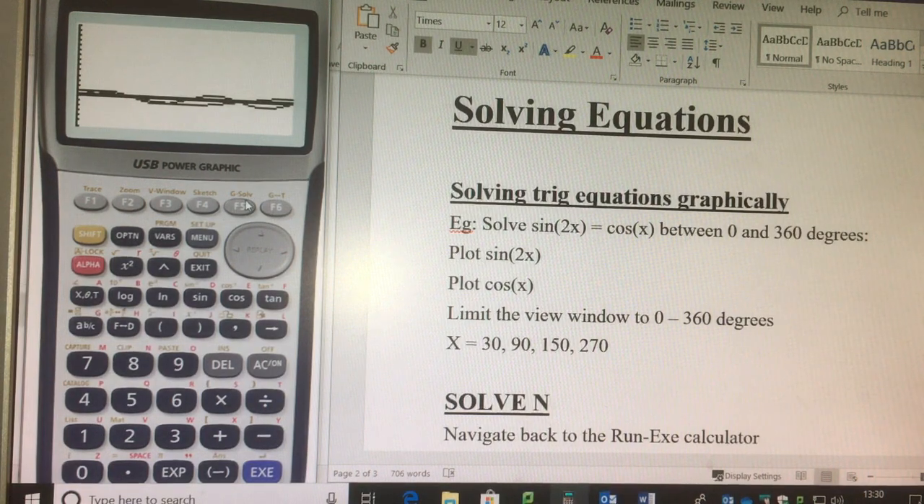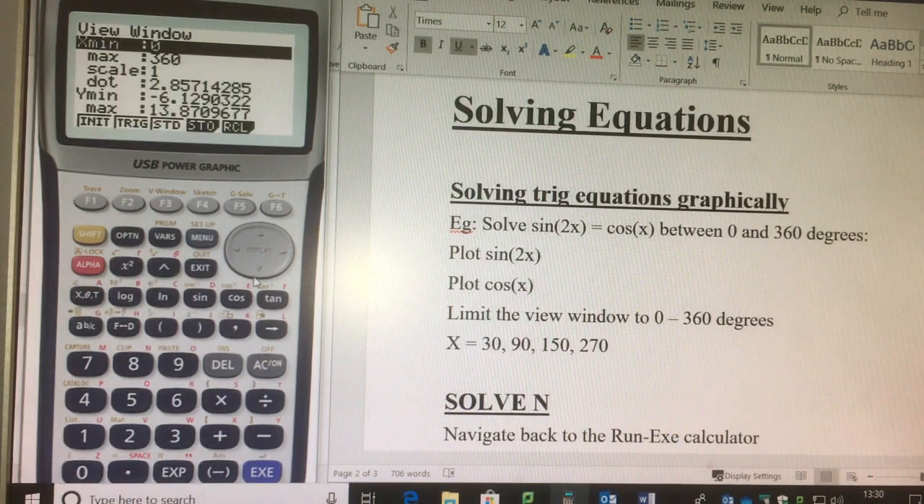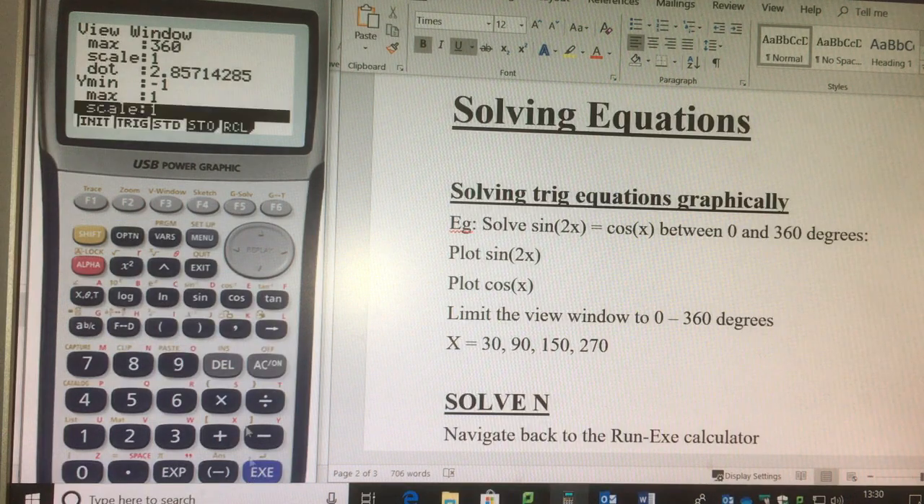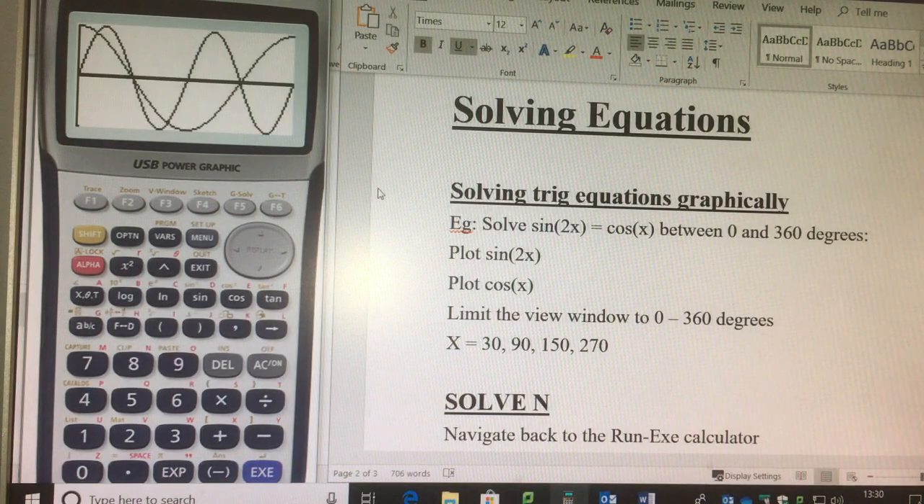If you've done it right, you should have a sketch a bit like that. I'm just going to change the y values to 1 and -1 so it looks a bit better. So that's the curve you're aiming to get if you've plotted it all correctly in degrees with the right limits and the right curves.